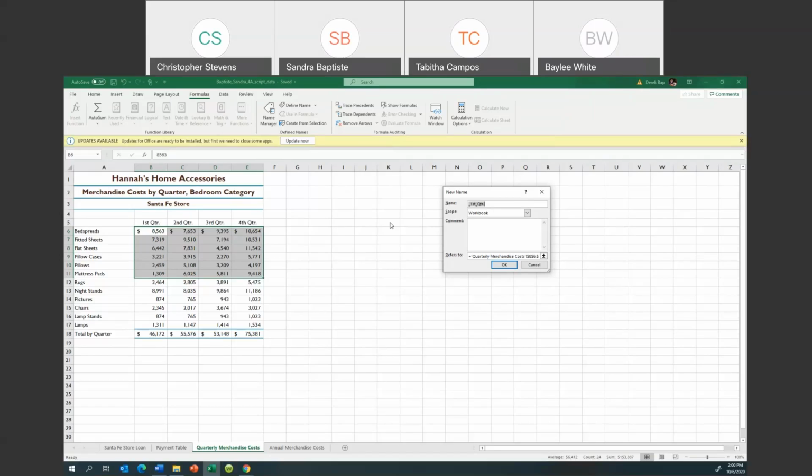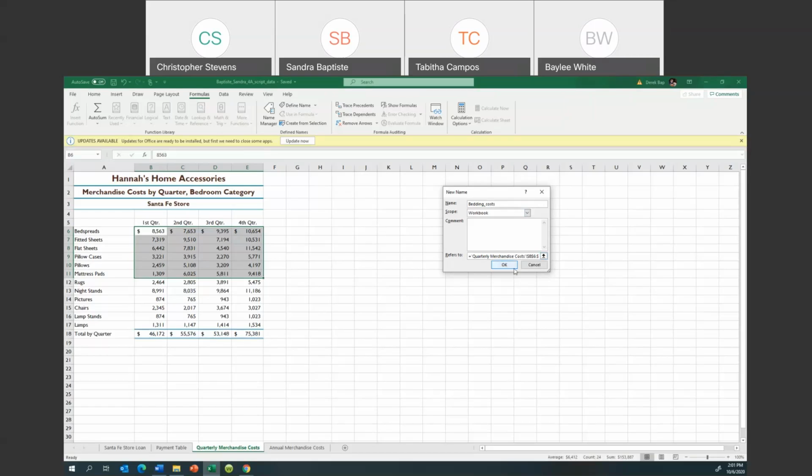So what do we want to name this? We're going to call this bedding cost. It has to be one word. So bedding, and to keep it one word but show the separation, we'll do an underscore and cost. With an S, costs.